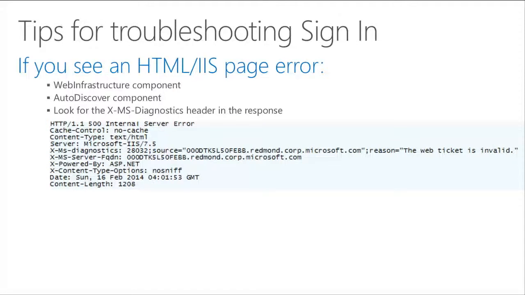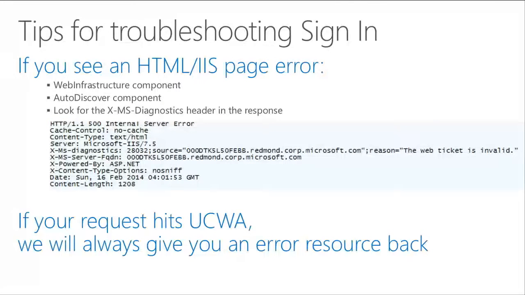And this is where usually the customer is like, hey, I got a valid web ticket, what happened, right? And the next important piece of troubleshooting: if your request hits UCWA, we will always give you an error resource. I'm going to be talking extensively about error resource in some time, but error resource is nothing but a JSON payload that is formatted by UCWA in a very particular structure.